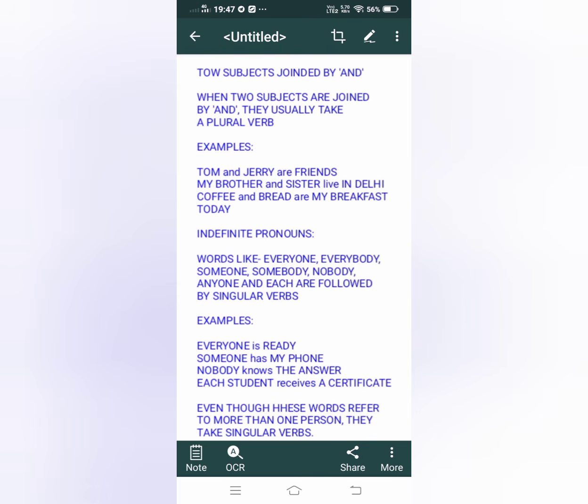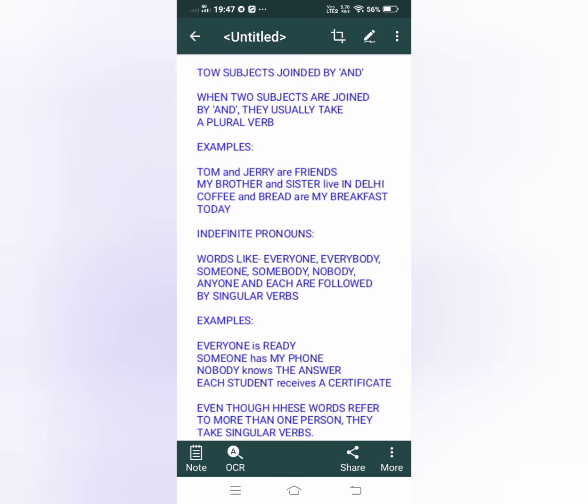Two subjects joined by and. When two subjects are joined by and, they usually take a plural verb. Examples: Tom and Jerry are friends. My brother and sister live in Delhi. Here my brother and sister belong to a plural form, so I use the base form of the verb live without adding s in the verb. Coffee and bread are my breakfast today.